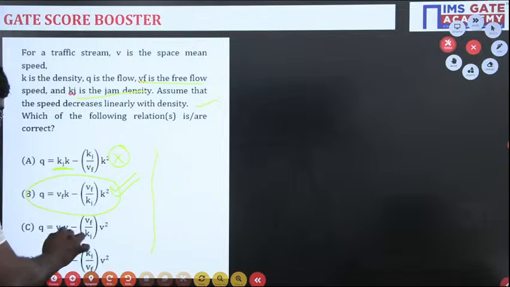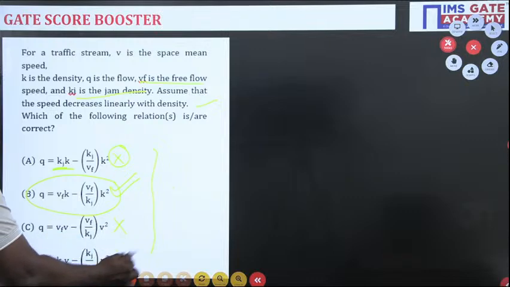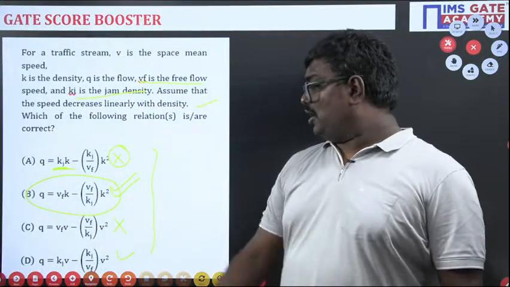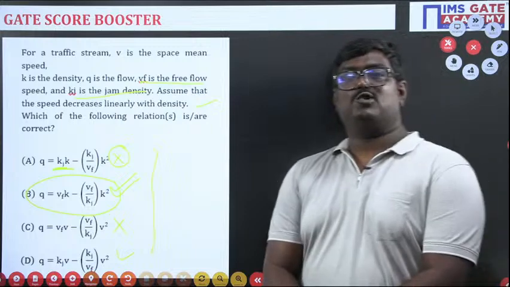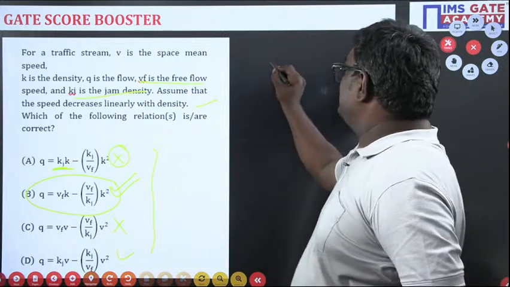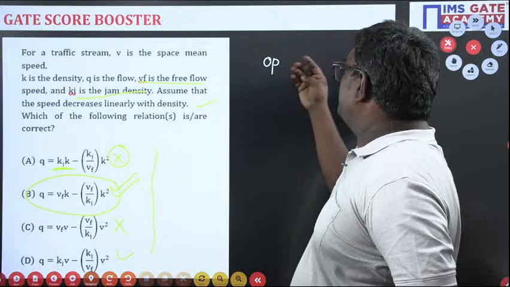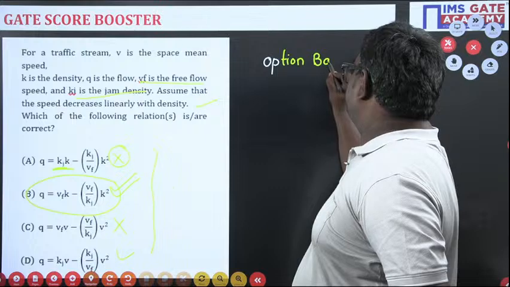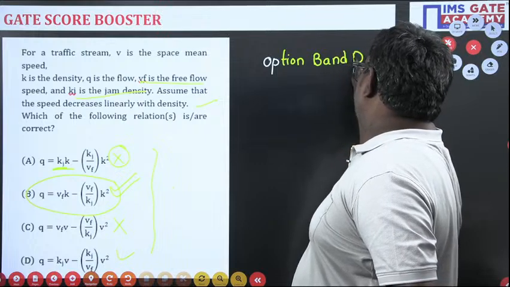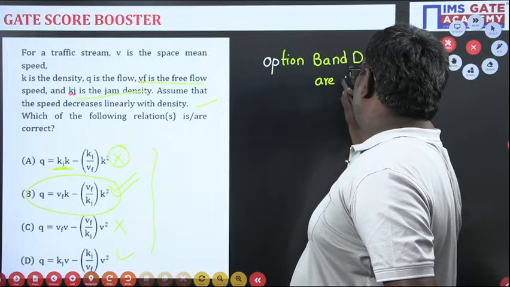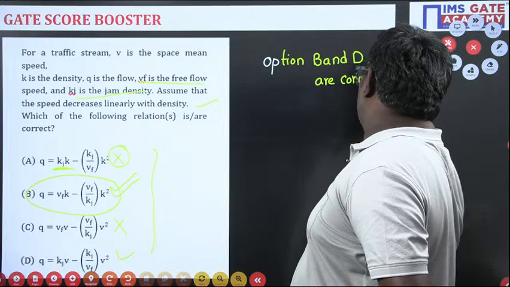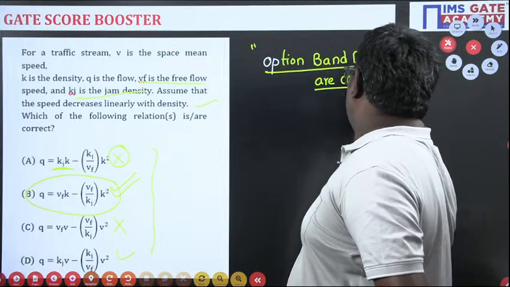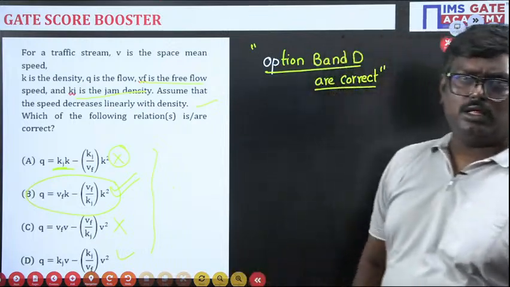Now see students, here we have option D. So we have done the two relations, sir. Option D is correct. So it's a multiple select question, students. The answer here is option B and D. Option B and D are correct.